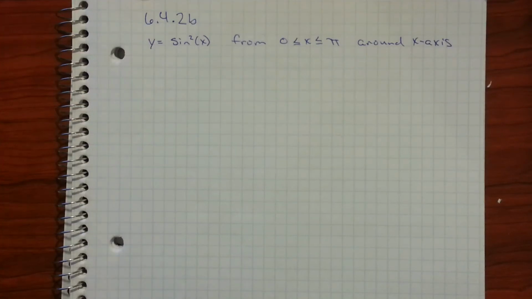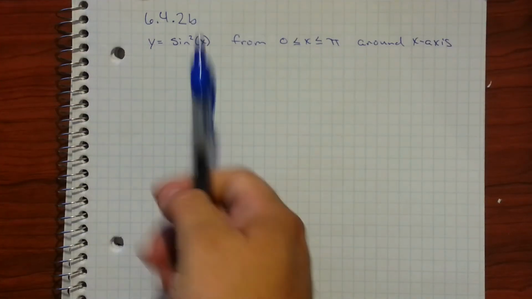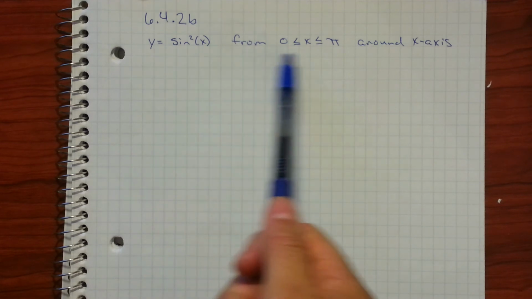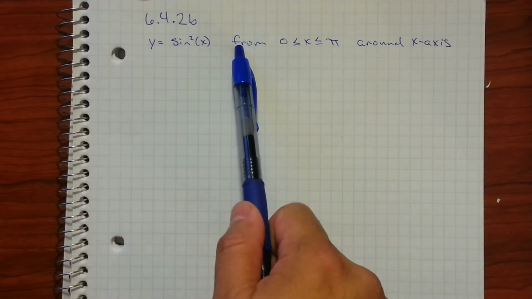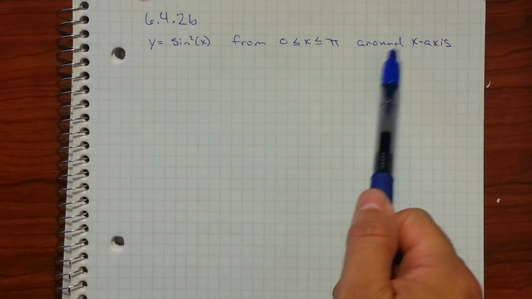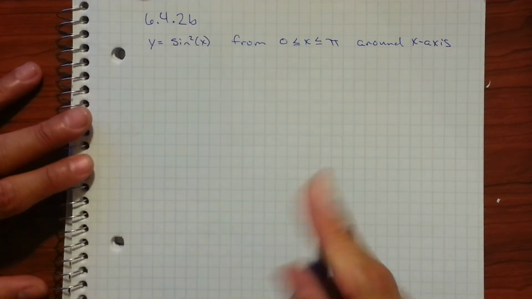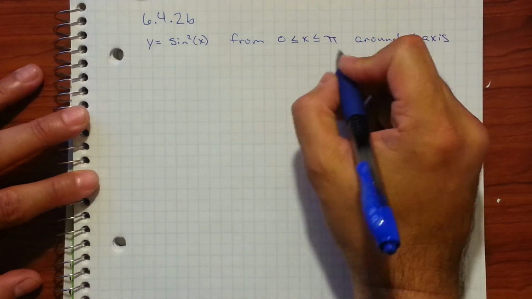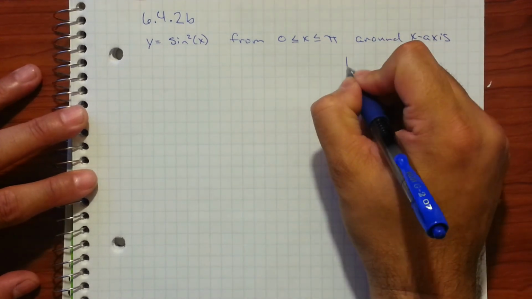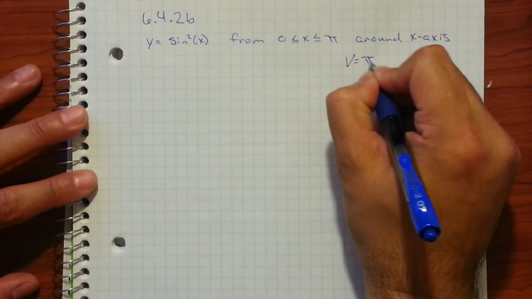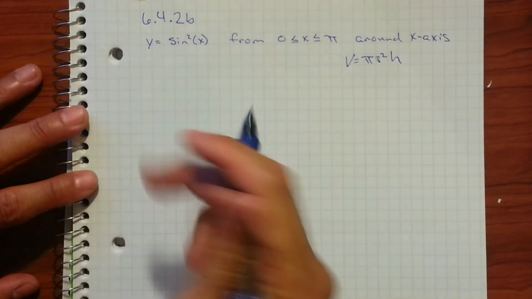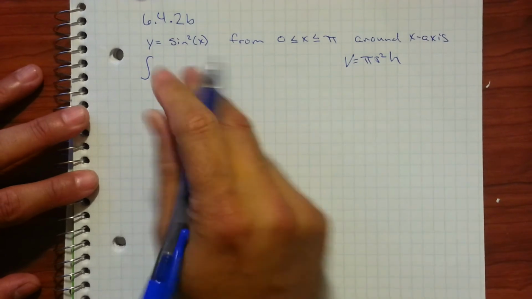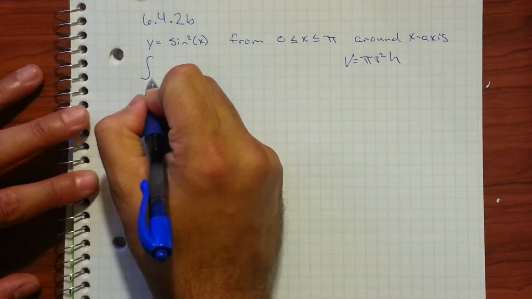For the second part of this problem, I needed to rewrite it so it could have more room. I have sine squared x from 0 to pi around the x-axis. So I'll write down the formula. To find the volume of a cylinder, volume is pi r squared h. And that's the exact same thing I'm going to do with this. So I'm going to take the integral from 0 to pi.